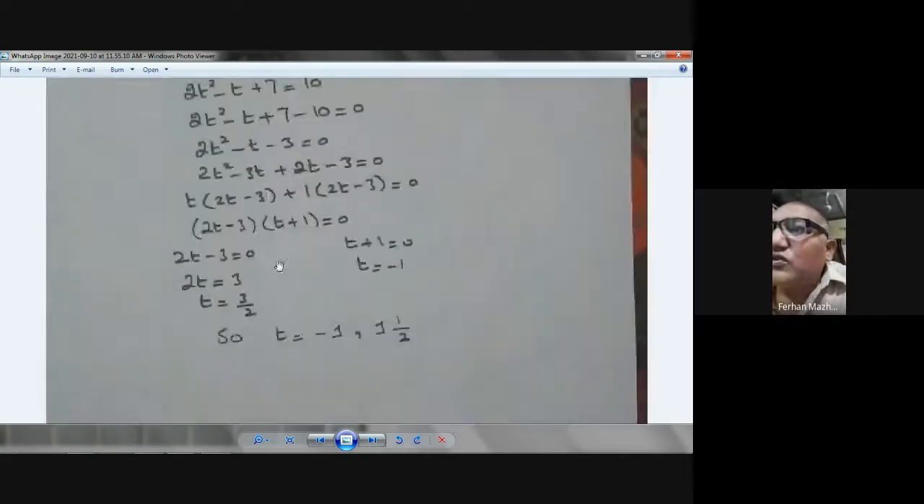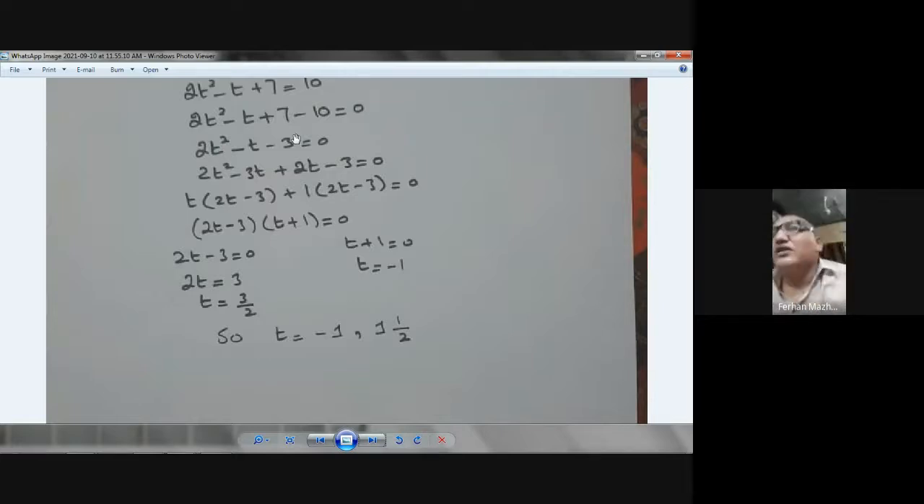So bring this 10 to this side, so you will have 2t square minus t plus 7 minus 10 equals to 0. So then you will have 2t square minus t minus 3 equal to 0. Then you multiply the extreme terms, you get 6. Then you will do the midterm breaking.